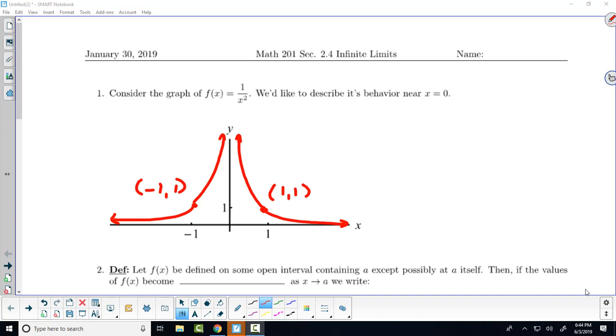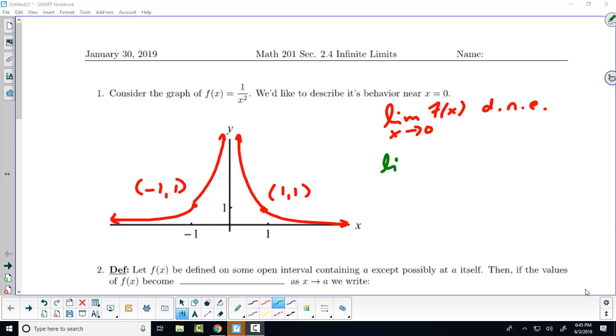Does the limit exist as we approach 0? Are we approaching some fixed y value as we get closer and closer to 0? No. So the limit does not exist. And this is an important takeaway point, that the limit as x approaches 0 of f of x does not exist. But we'd still like to describe what's happening.